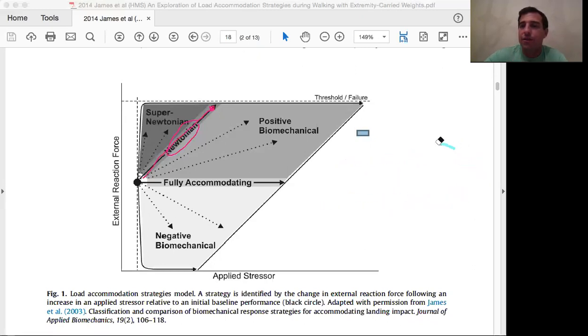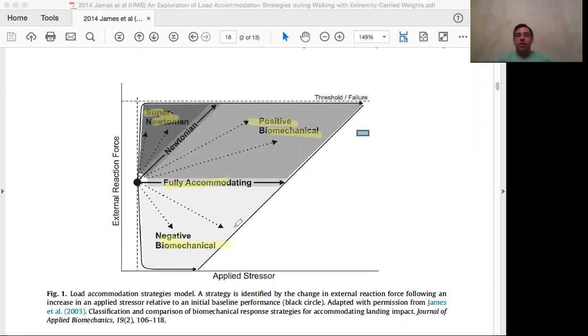So if the acceleration just stayed the same and we added the mass, then we have this Newtonian model that we're going to go under. And that's where you get the Newtonian model. Now, it's human motion, and we all behave differently. So in this graph, you see a couple differences. You see super Newtonian, you see positive biomechanical, fully accommodated, and negative biomechanical.